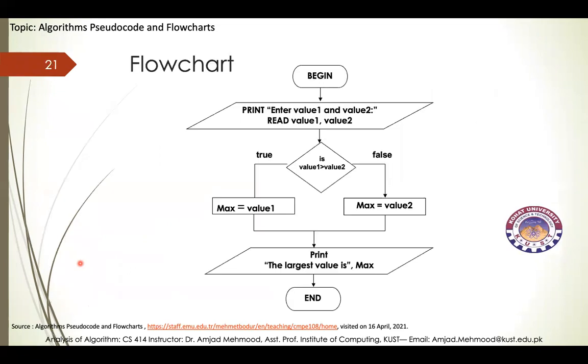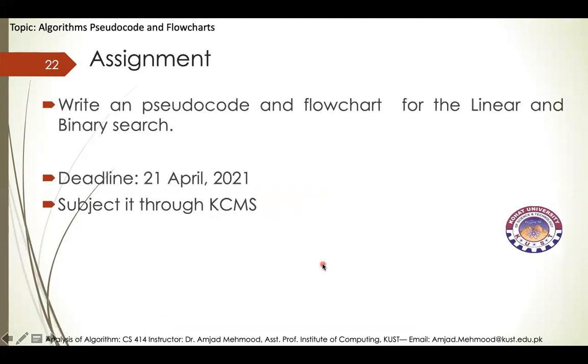Similarly, if you want to use the flowchart, you have the same: you will be asking for the two values, and then you will be comparing using this decision symbol, that if value 1 is greater than value 2, then value 1 is the maximum, otherwise value 2 will be the maximum, and then the result will be printed on the screen. This is how this flowchart ends.